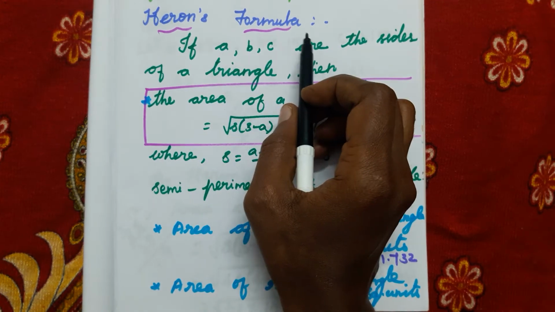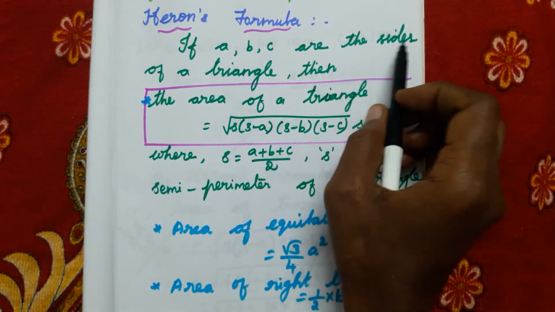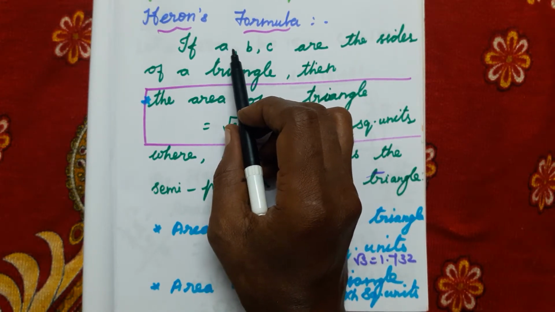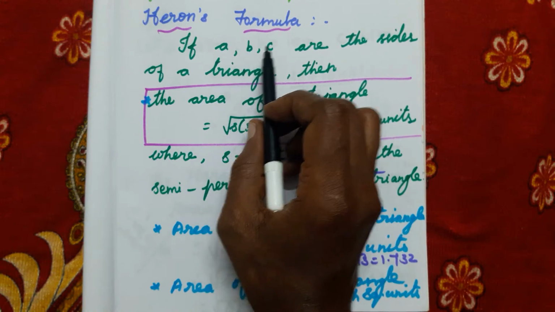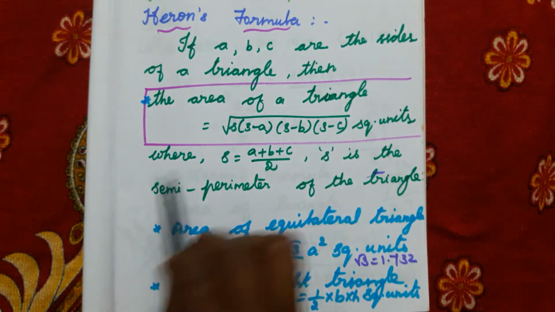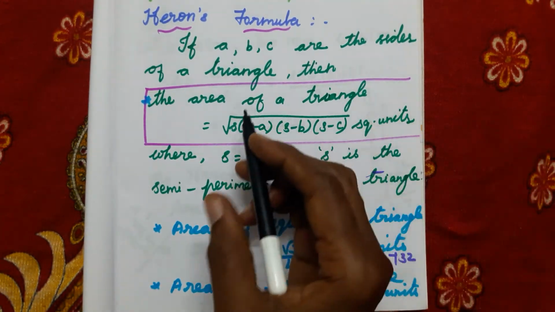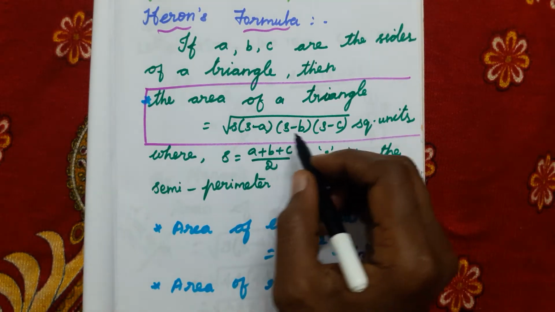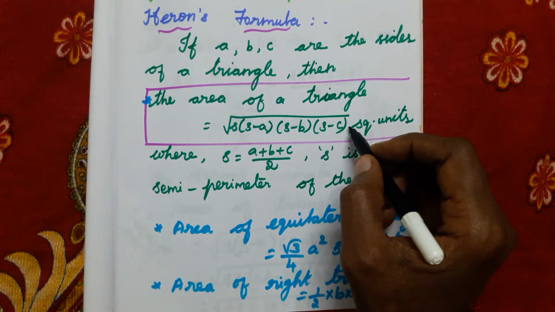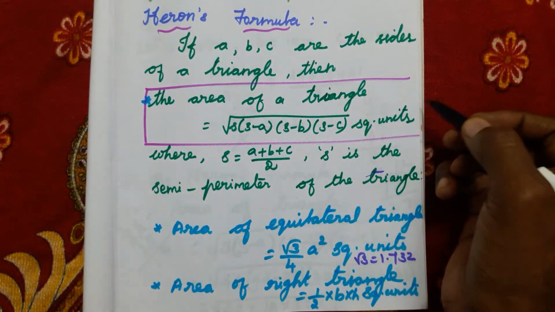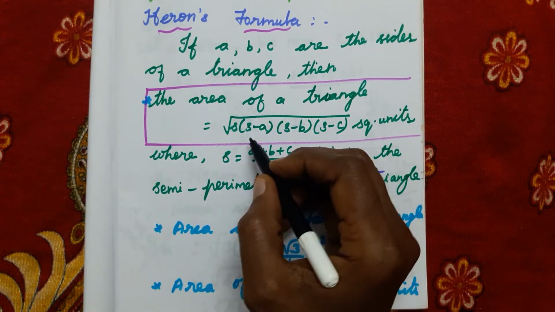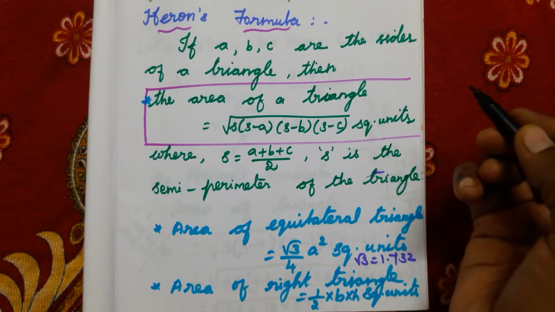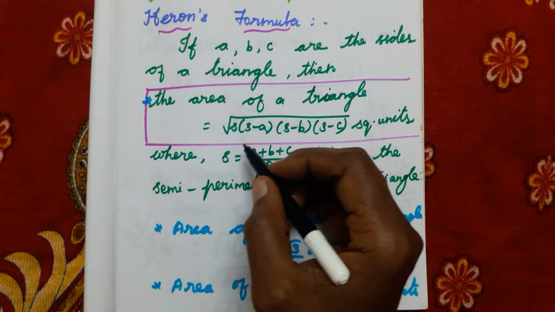Heron's formula. If A, B, C are the sides of a triangle having three sides, then the area of triangle is equal to root of S into S minus A into S minus B into S minus C square units. Here, what is S?